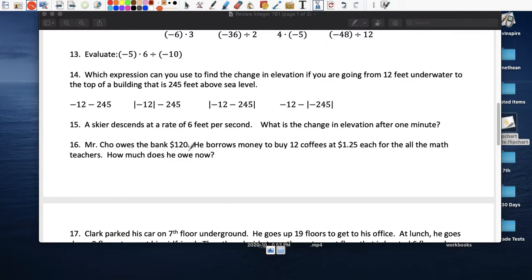As it shows, the bank, 120, okay, and then he borrows money to buy 12 coffees at 1.25 each for all the math teachers. How much does he owe now? Great. So I'm already in debt, which is represented by this. And then out of the kindness of my heart, I decide to buy 12 coffees at 1.25 each.